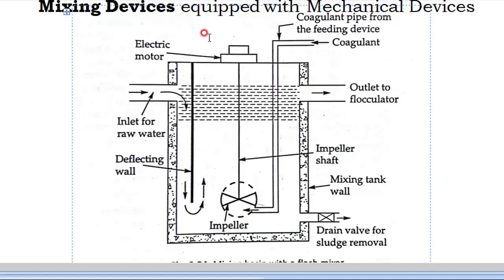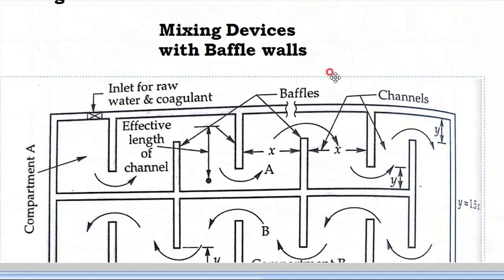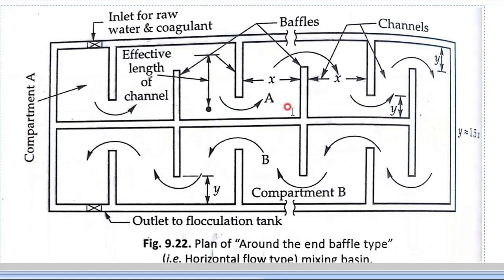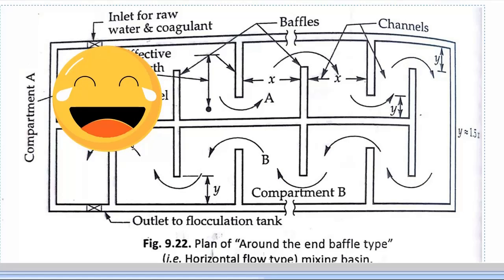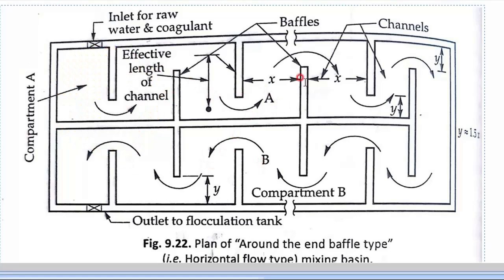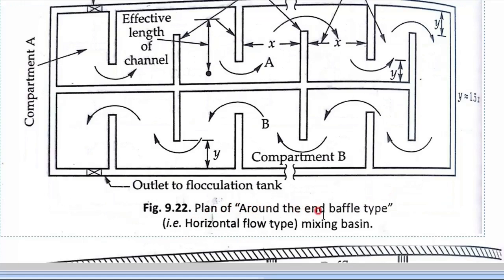This is your mixing device equipped with mechanical devices. And we have another mixing device with baffles. Here we don't have any electric motor, but the plant itself is arranged like that. Here there is one inlet for water and coagulant. Water and coagulant both come here, and you can see the water goes in this direction, this direction, and this direction. Whenever it turns to change direction, a lot of turbulence is caused. That turbulence makes the chemical mix into the water effectively, and after that it comes into the flocculation tank. Understood? This is called an around-the-end baffle type.